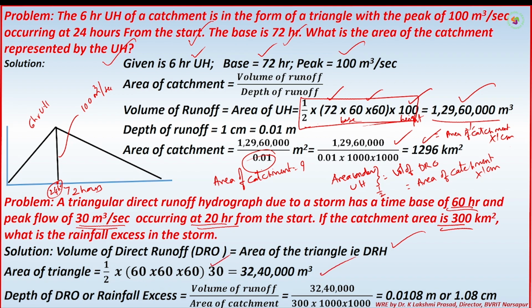So that is over. The depth of direct runoff is equal to volume divided by area of catchment. In the previous question he has not given the area of catchment, right? Now in this question he is asking the depth of direct runoff. So calculate it, that is over.